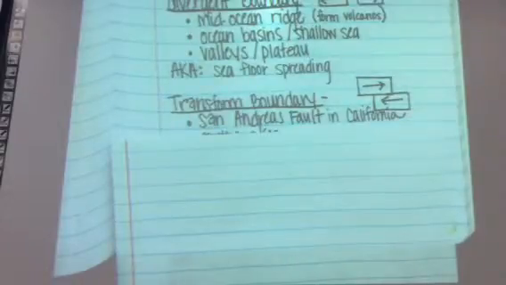Well, what happens when these plates move? Earthquakes. So you can feel the earthquakes. Aren't they moving right now? And there's like tiny earthquakes.